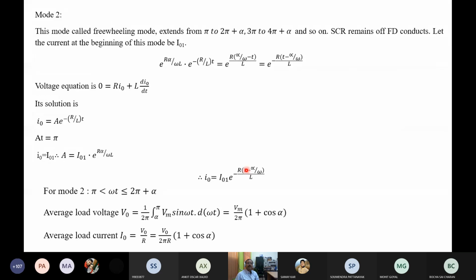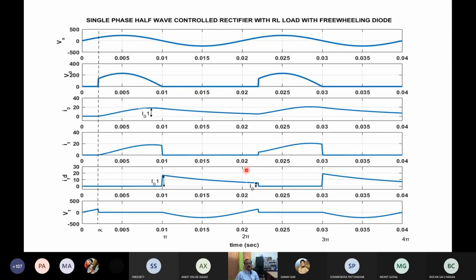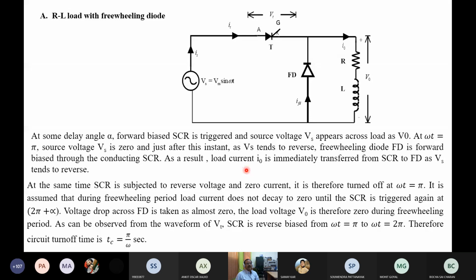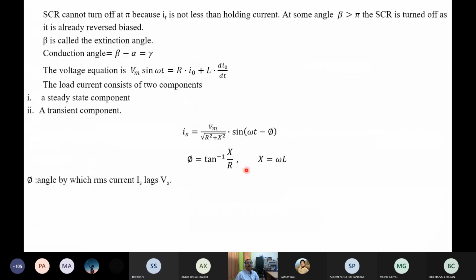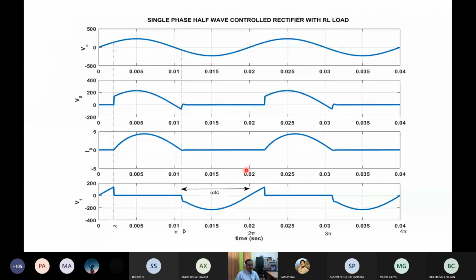In the PPT, we are moving very fast. Three circuits. You make notes of this half-wave rectifier with resistive load, RL load, and RL load with a freewheeling diode. Three conditions. Derive the equations. Write very briefly the operation, mode 1, mode 2, and come back with some questions in the next class. Any more questions?